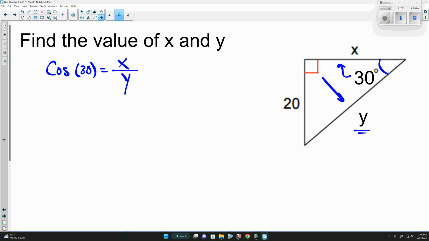Well, we can't solve for two variables at the same time. So what's sine of 30 degrees going to be? The opposite side is 20, and the hypotenuse is y. So we can solve this one here first. So what can we do first? We would multiply both sides by?